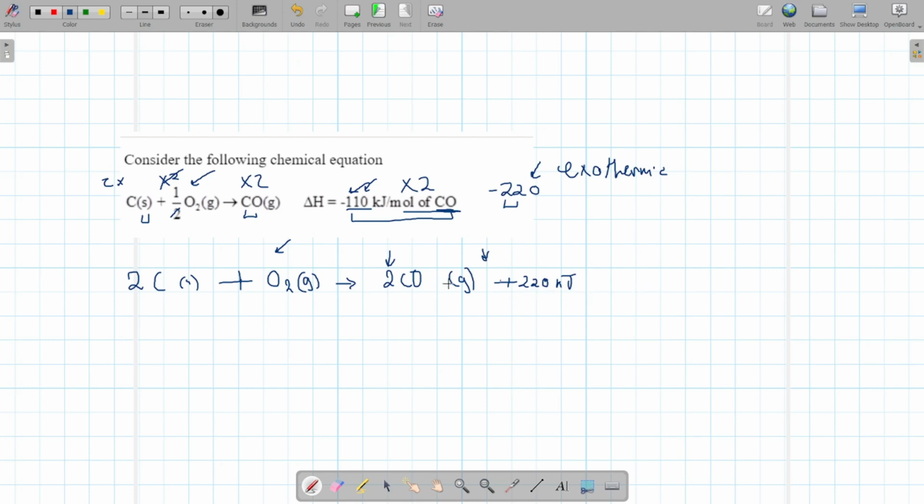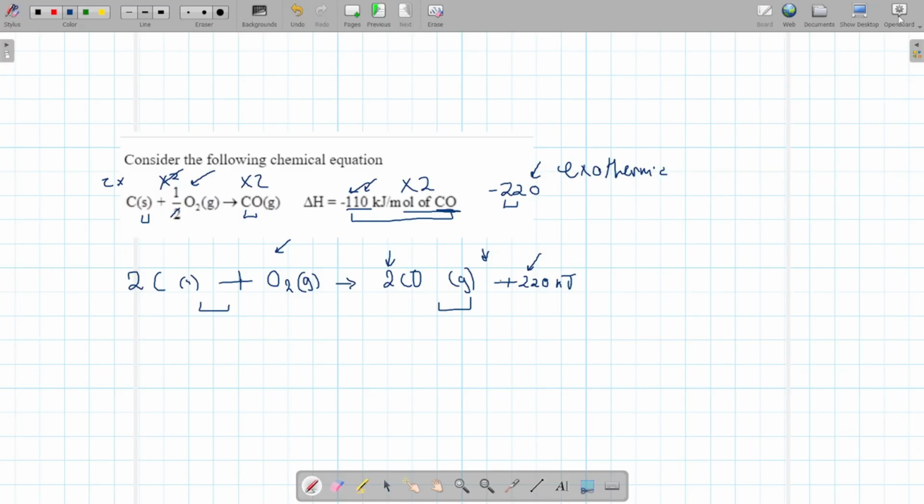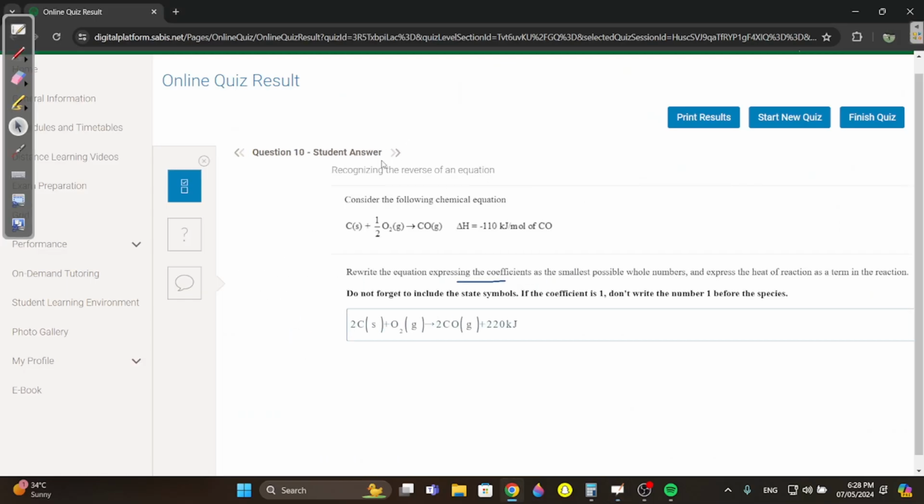One way I like to look at chemical reactions: if anything is on the left, it's positive, and if anything's on the right, it's counted as negative. Even though it is plus 220, since it's on the right side and I count it as negative, that's how I look at it in my head. So you just copy all of this, put it in here, and you get it correct.